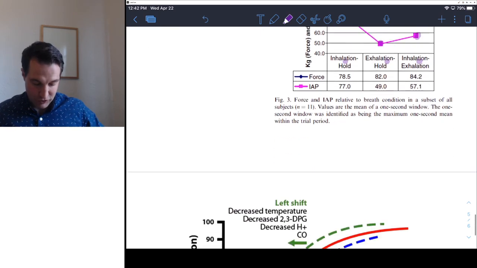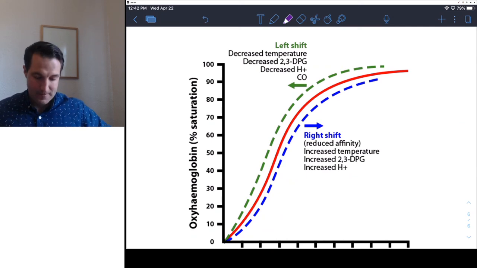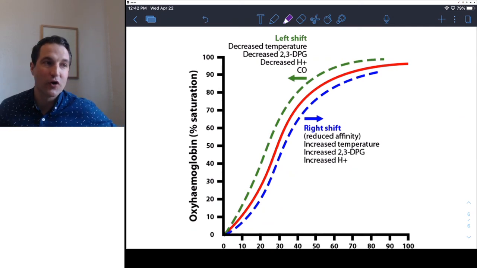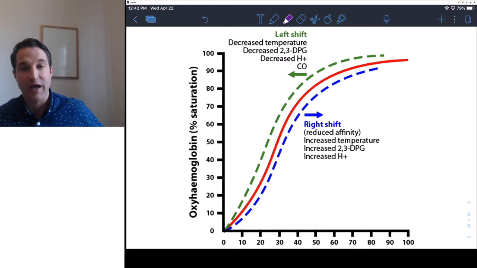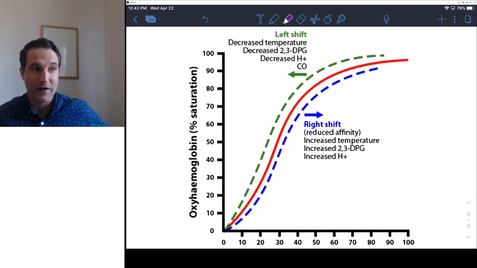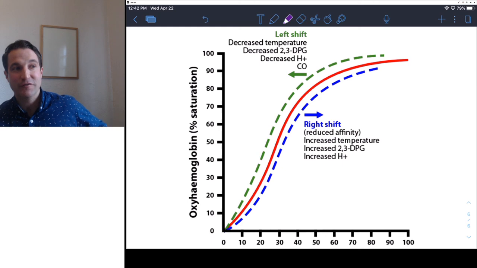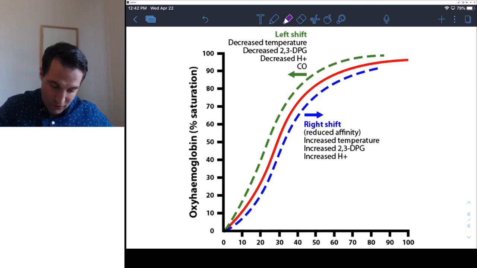Okay, let's finish the lecture. Last thing, the oxyhemoglobin curve. Really, really important part of our overall section that we talked about. We talked about how to use this to calculate a VO2 difference, but we didn't talk about a couple modifiers that can create a left shift or a right shift in this curve.